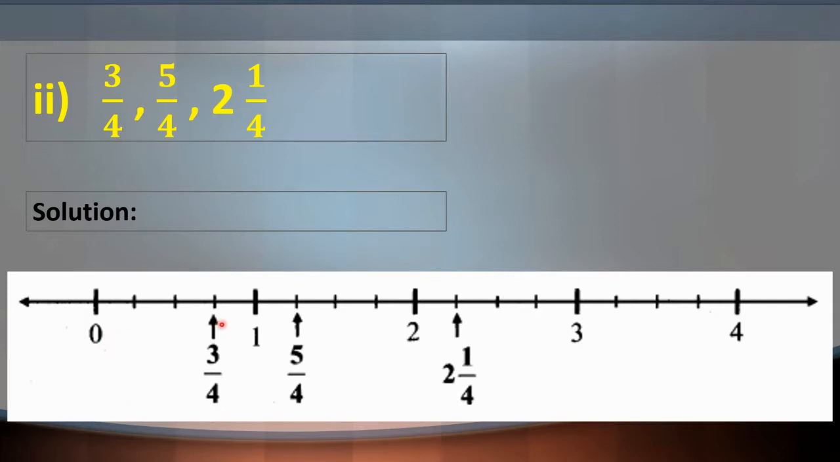4 equal parts. So, in the first unit, third mark from 0 shows the fraction 3/4. Then, fifth mark from 0 shows the fraction 5/4. After 2, first mark shows the fraction 2 and 1/4. So like this you will show fractions on the number line.